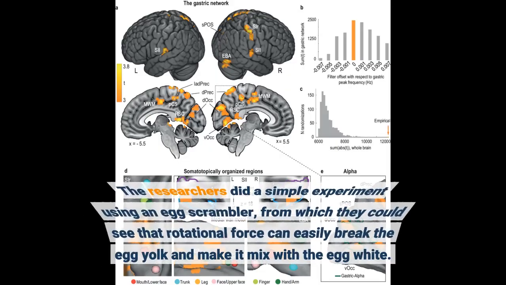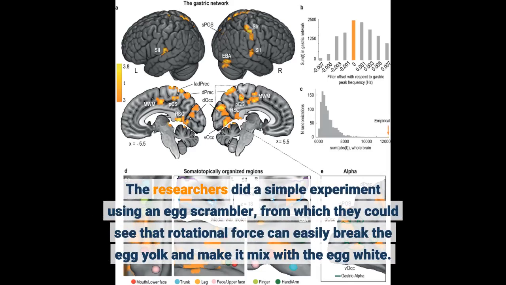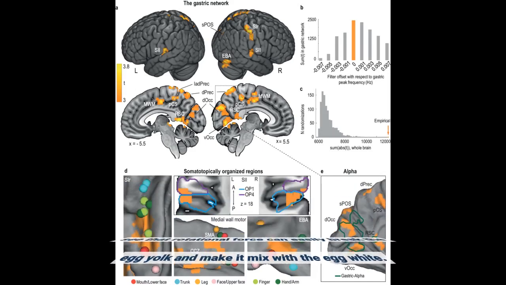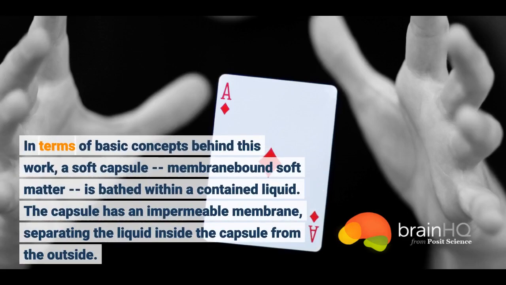The researchers did a simple experiment using an egg scrambler, from which they could see that rotational force can easily break the egg yolk and make it mix with the egg white. In terms of basic concepts behind this work, a soft capsule, membrane-bound soft matter, is bathed within a contained liquid. The capsule has an impermeable membrane, separating the liquid inside the capsule from the outside.